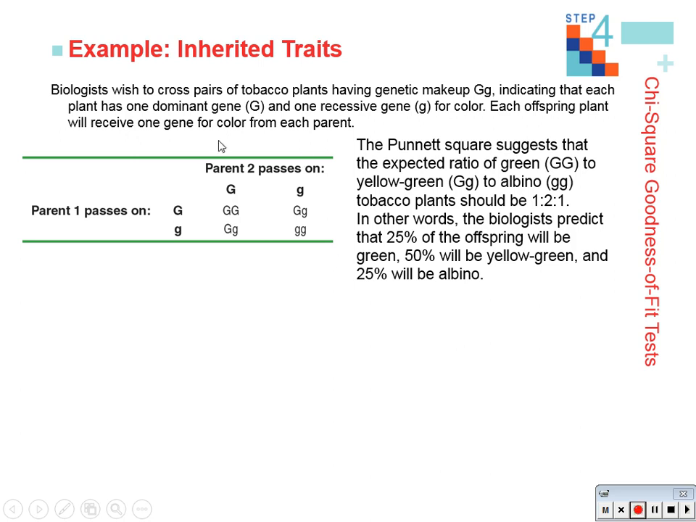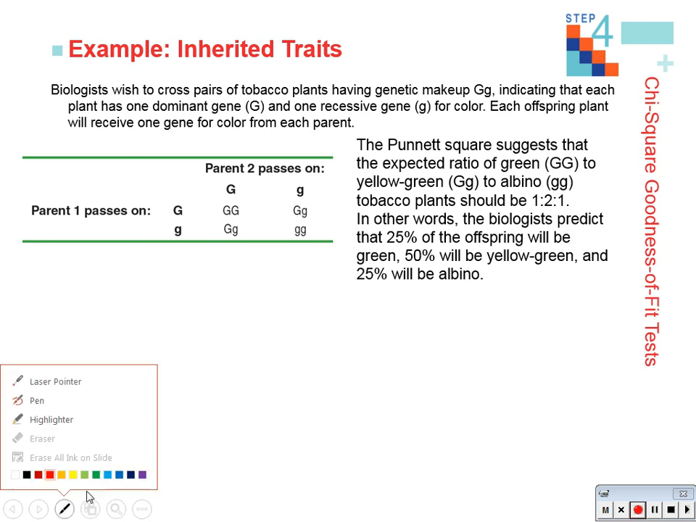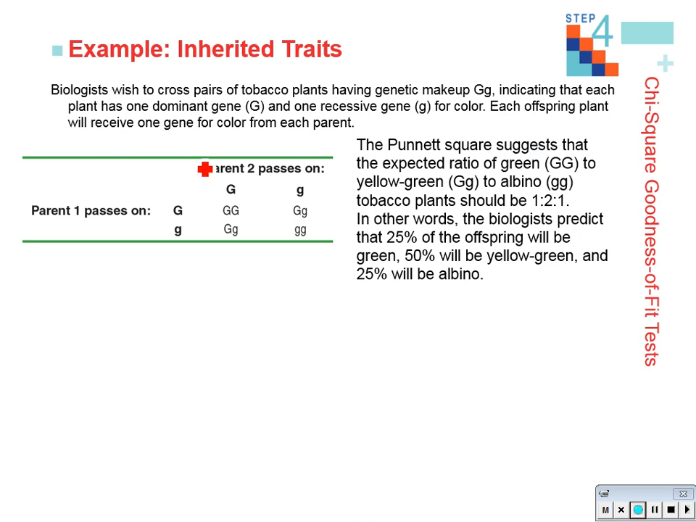So, a different question here. It says biologists wish to cross a pair of tobacco plants having genetic makeup uppercase G, lowercase g, indicating that each plant has one dominant gene, which in this case we'll say is uppercase G, and one recessive gene, which is lowercase g, for each color. Each offspring plant will receive one gene for color from each parent. The Punnett square suggests that the expected ratio of green-green to yellow-green to albino tobacco plants should be 1 to 2 to 1. In other words, the biologists predict that 25% of the offspring will be green, 50% will be yellow-green, and 25% will be albino.